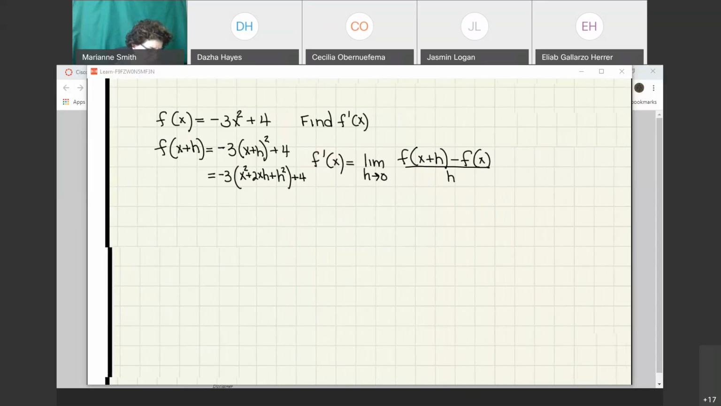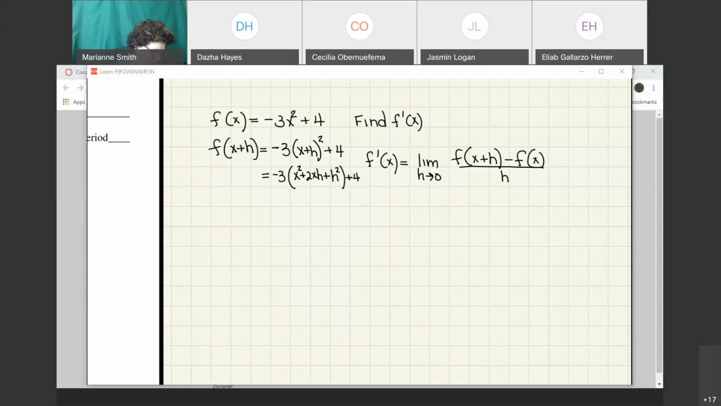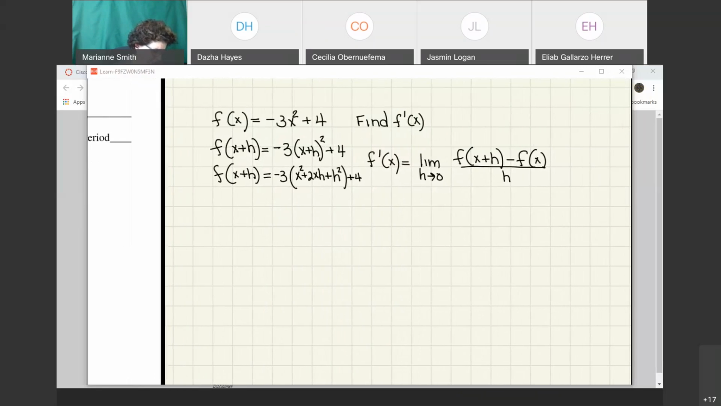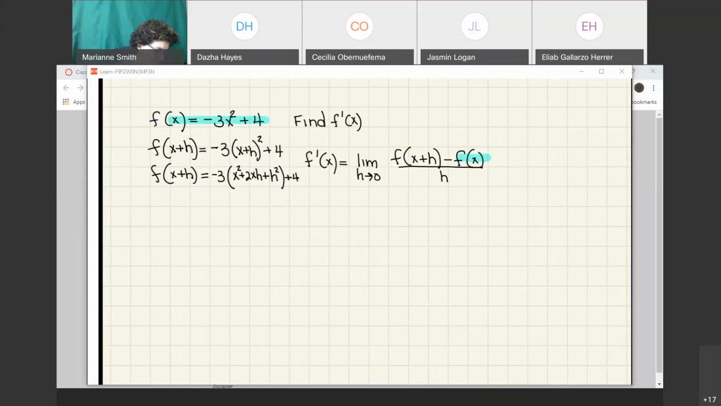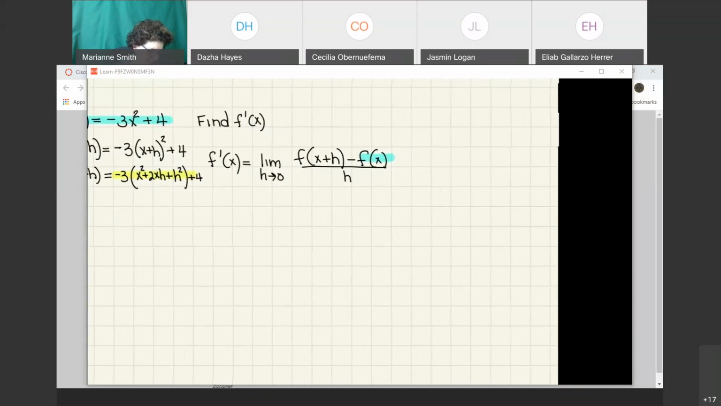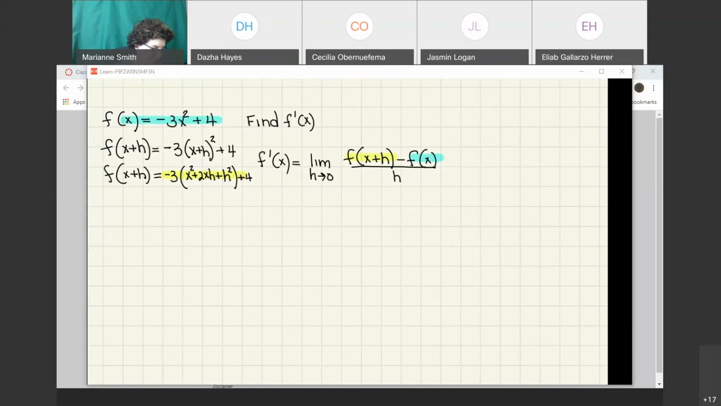And then all I have to do is plug these values into my derivative formula. Okay, so if I highlight these, you can see here's my f of x. That's going to go here. And then I have my f of x plus h. It's here. Right? So everybody comfortable with where all this is going?